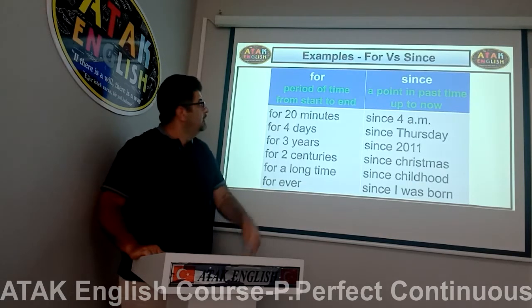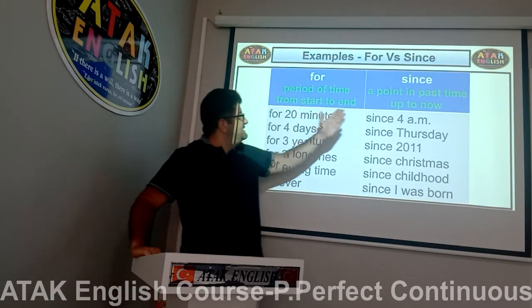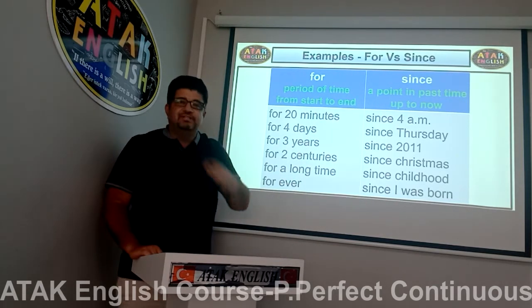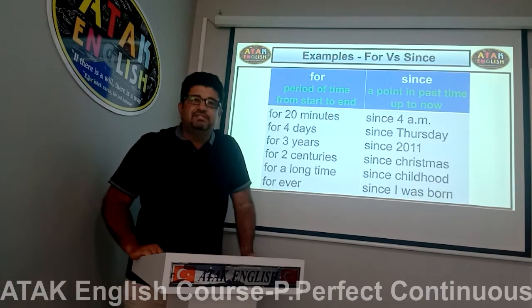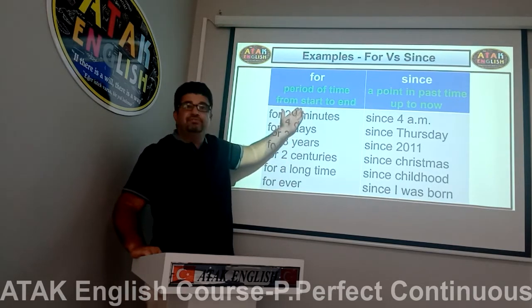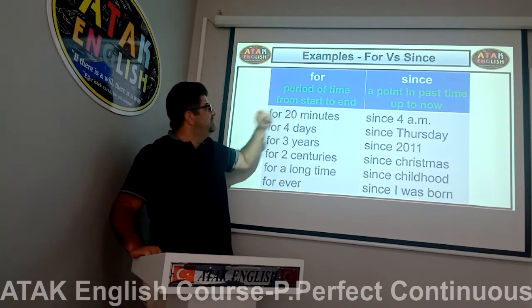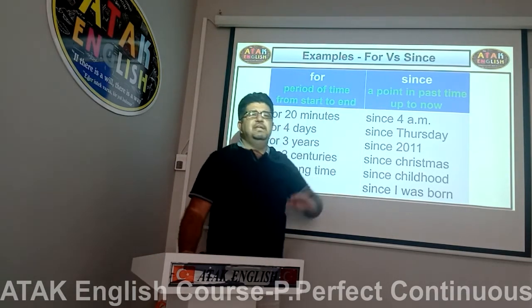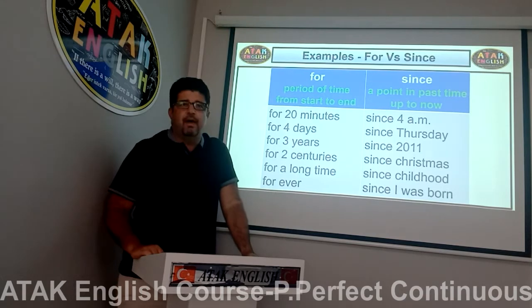Therefore, for and since are used as time expressions for present perfect continuous. What is the difference between these two time expressions? For is used for a period of time from start to end, and since is used for a point in time up until now.